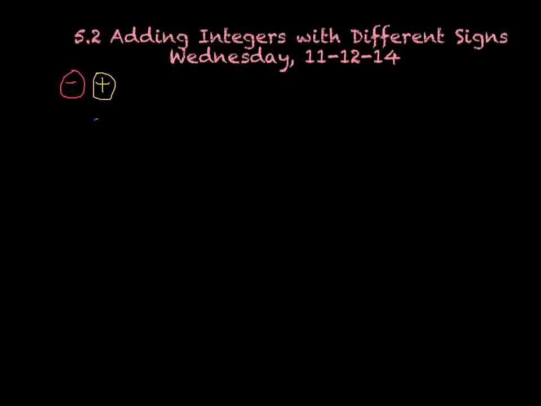At the top of your spiral for these notes for Wednesday, I need you to write 5.2, adding integers with different signs. Put the date, of course, Wednesday, November 12th, 2014.